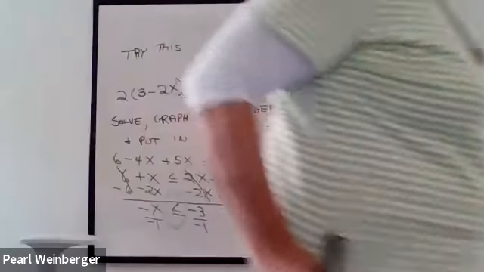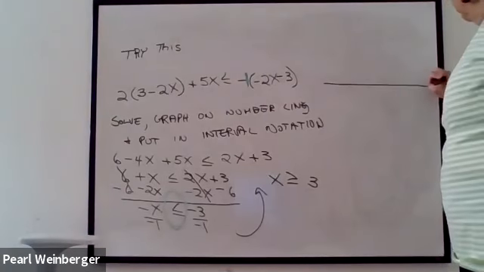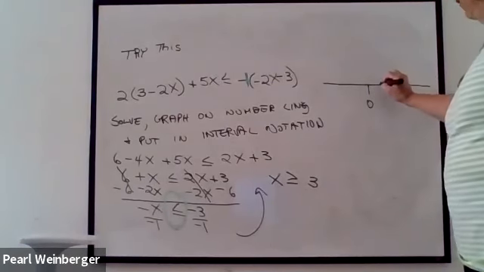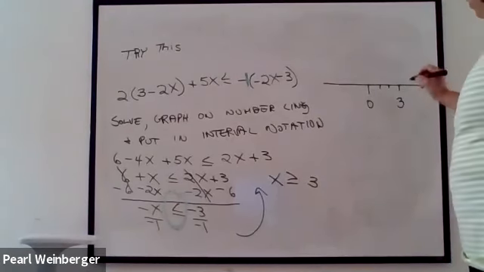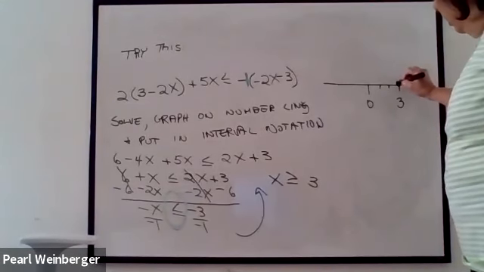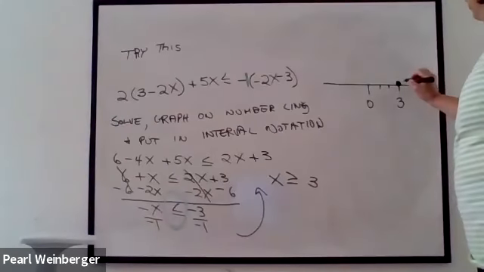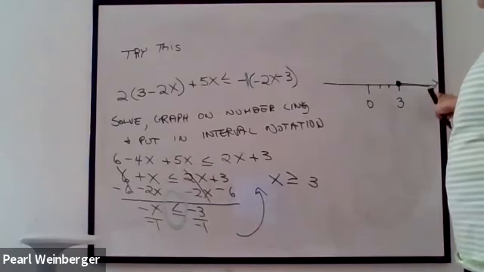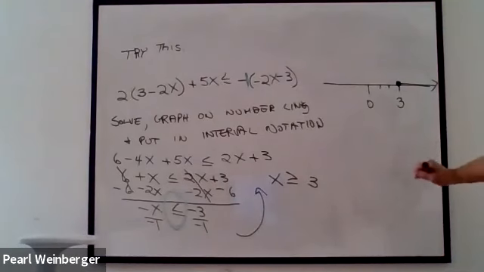Now, what does this look like on the number line? Well, to write x greater than or equal to 3, I have to go to the 3 on the number line, which is right here. And I have to put a filled in circle on the 3 because it says x greater than or equal to 3. And since this arrow is pointing to the right, I will draw an arrow from the 3 to the right. That is what the answer would look like on the number line.